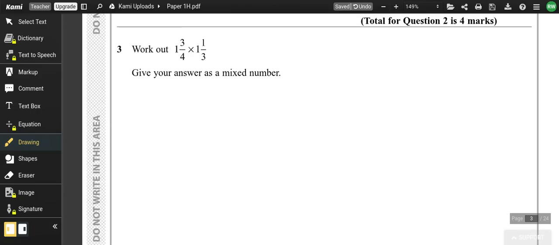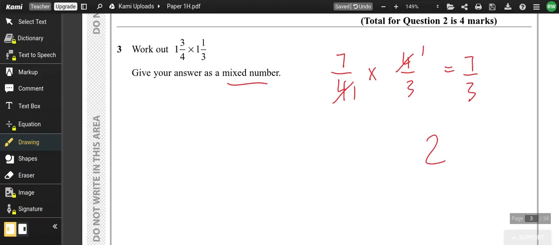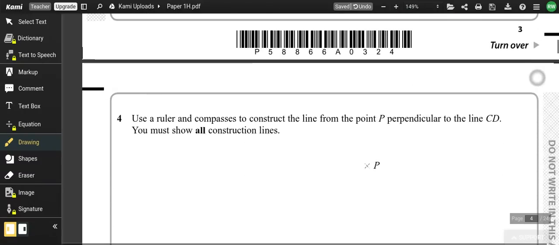Work out 1 3/4 times 1 1/3. So let's turn that into top heavy. 7/4 times, 3 times 1 plus 1 is 4/3. We can cross cancel and we get 7/3. And it says give your answer as a mixed number. So we divide 3 into 7 to give 2, remainder 1. The denominator stays the same.